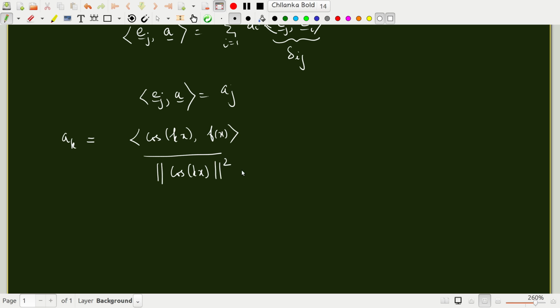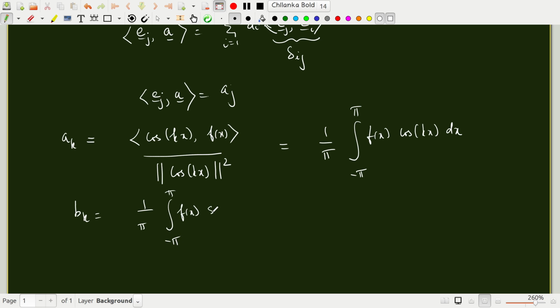Okay, but if they are not normalized, you have to write like this. Now this becomes, in integral form, the denominator is just 1 over pi. Now this becomes 1 over pi, integral from minus pi to pi, f of x cos kx dx. And similarly, bk is 1 over pi, integral from minus pi to pi, f of x sin kx dx.